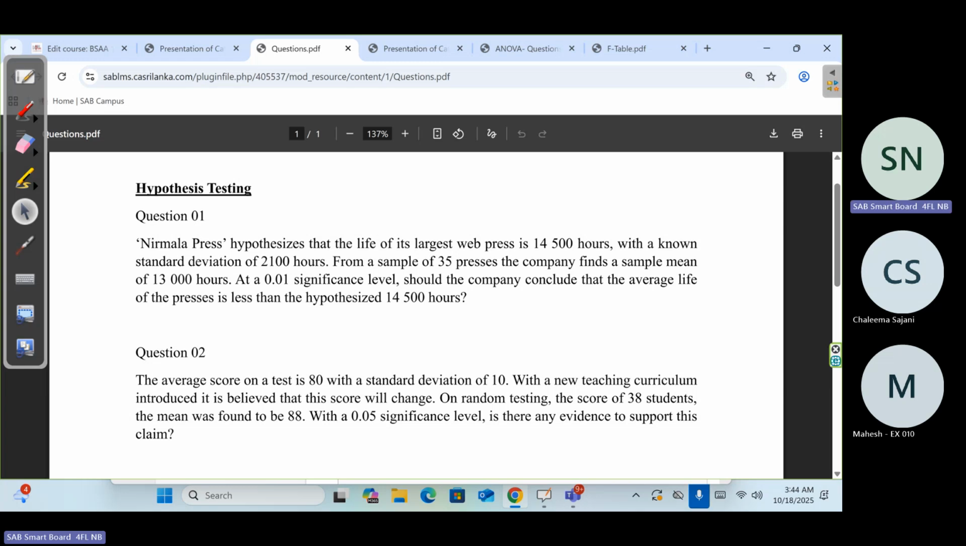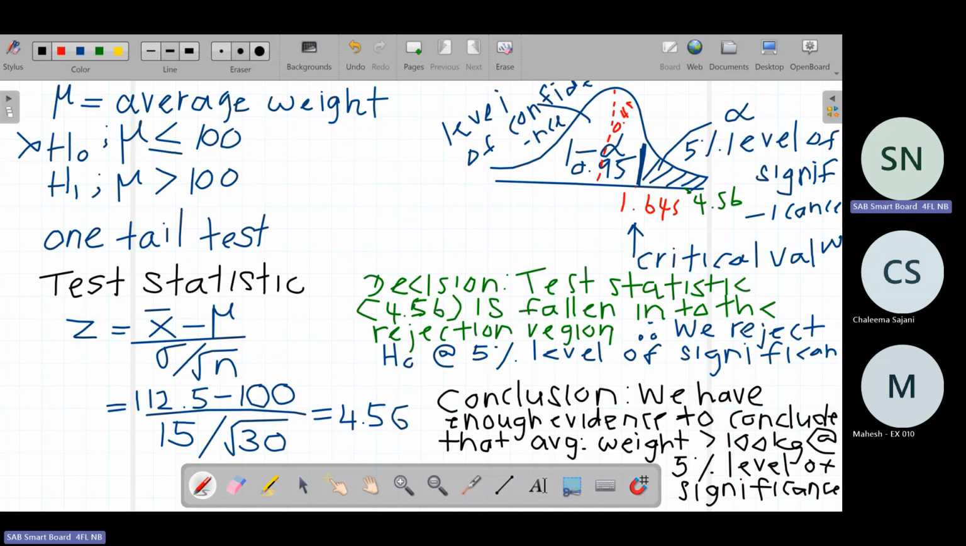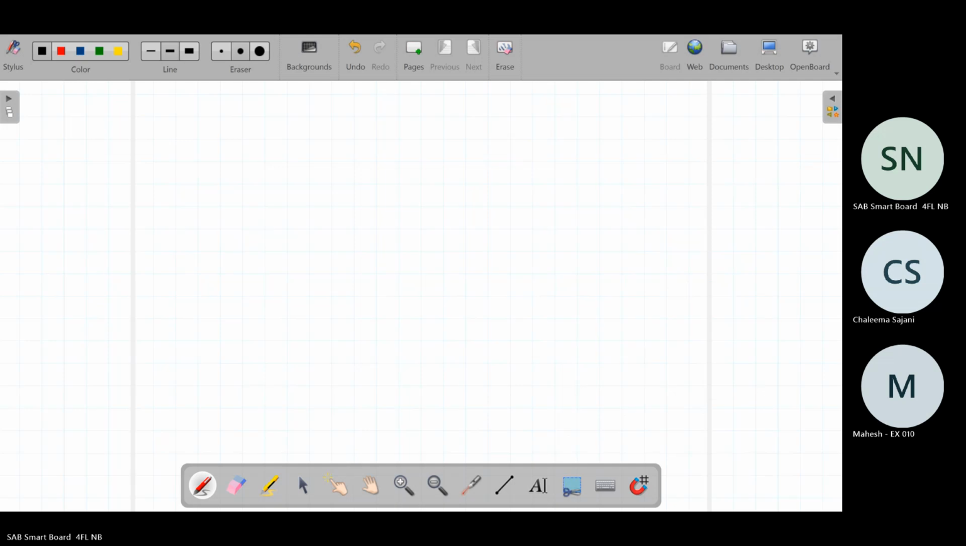Here also, step number 1 is given: the population mean, the claim about the population mean. According to this example, what is mu? Mu is the average lifetime. First you need to define that. Then you will mention H naught and H1.